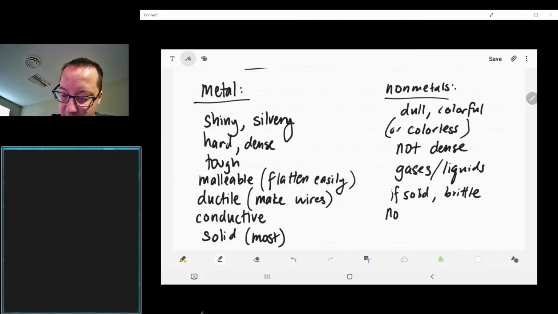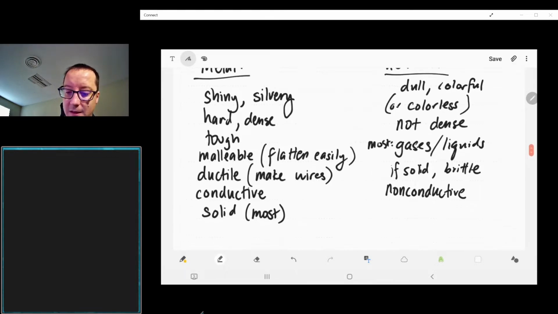These are also going to be non-conductive, with a couple of exceptions. Certain what are called allotropes of carbon are conductive, like graphite. But by and large, most nonmetals are going to be non-conductive. And let's just put the word "most" here.